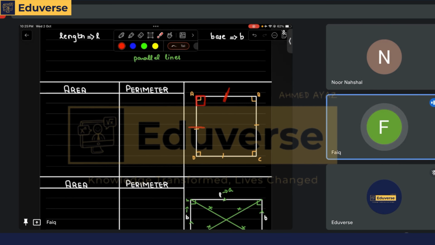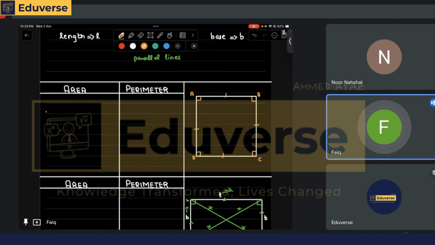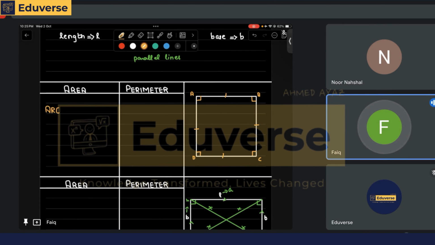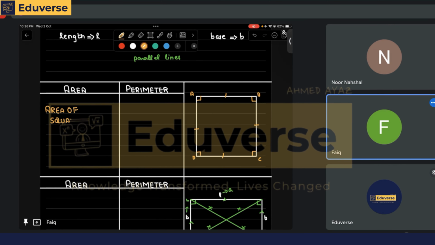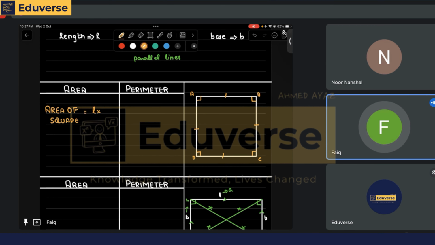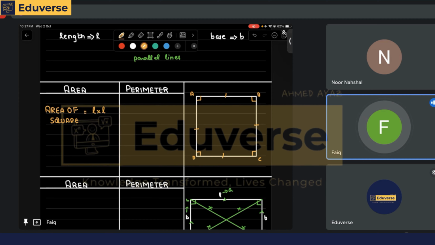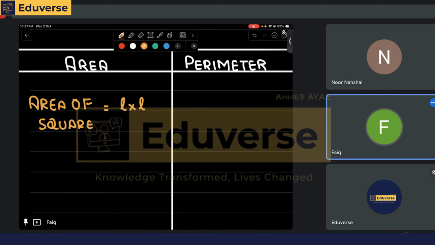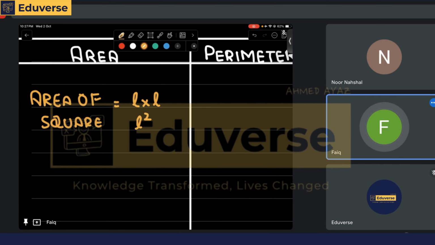Yes. Okay. Now let's try to write the formula of a square. So whenever we have to calculate the area of a square, the formula is to multiply side by side. So we represent side by L. L means length. So we multiply L by L, and if we simplify it, do you know that we can also write it as L to the power 2?